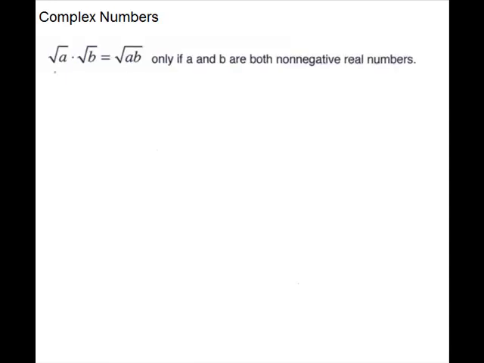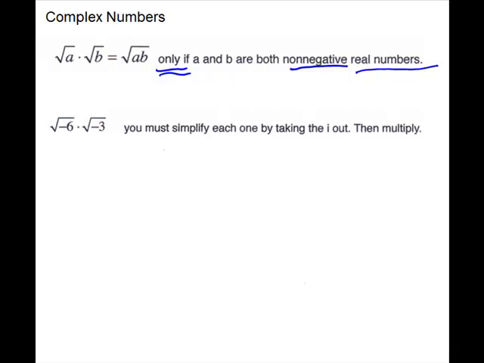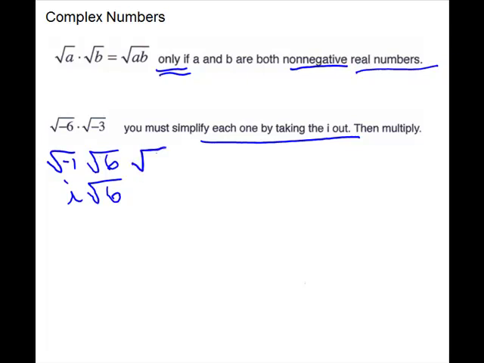Remember when we were first looking at multiplication of radicals and also the simplifying, the square root of a times the square root of b is equal to the square root of ab. This is only if a and b are both non-negative real numbers. So if we have negatives in there, we can't use this rule. We will have to take out the square root of -1 or the i before we try to multiply. So on our square root of -6, that is the square root of -1 times the square root of 6, which is an i, times the square root of 6. And we're multiplying by the square root of -3. So we'll take out the square root of -1, which is our i, and it will leave square root of 3.